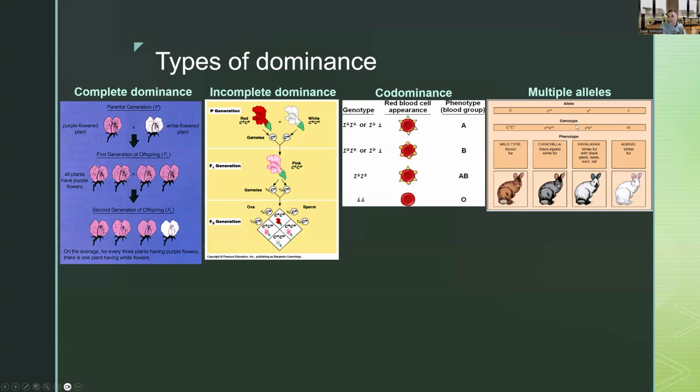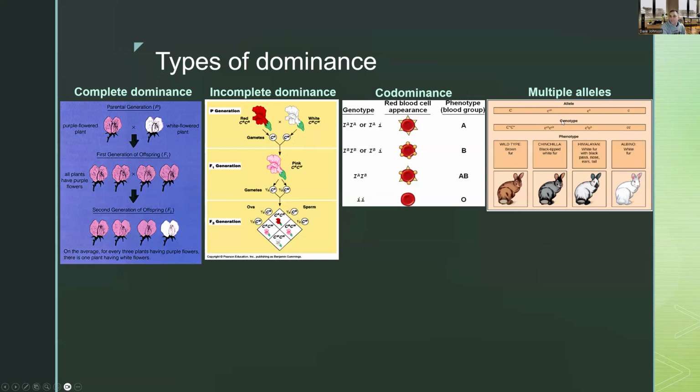Then if we come over here to the multiple allele situation, it gets a little confusing because what you end up in is a situation where you now have the big C brown fur type. All right. So any big C is going to give you a brown rabbit. But then you have the chinchilla, the little c^ch, the little c^h for Himalayan, and the little c albino phenotype. The big C dominates over all of the other alleles. So one big C is giving you a brown rabbit.